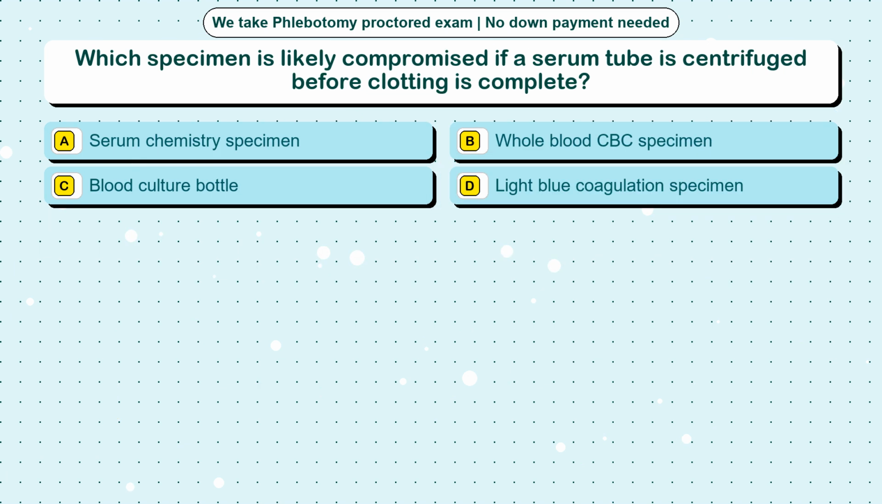Question 80. Which specimen is likely compromised if a serum tube is centrifuged before clotting is complete? Option A. Serum chemistry specimen. Option B. Whole blood CBC specimen. Option C. Blood culture bottle. Option D. Light blue coagulation specimen.